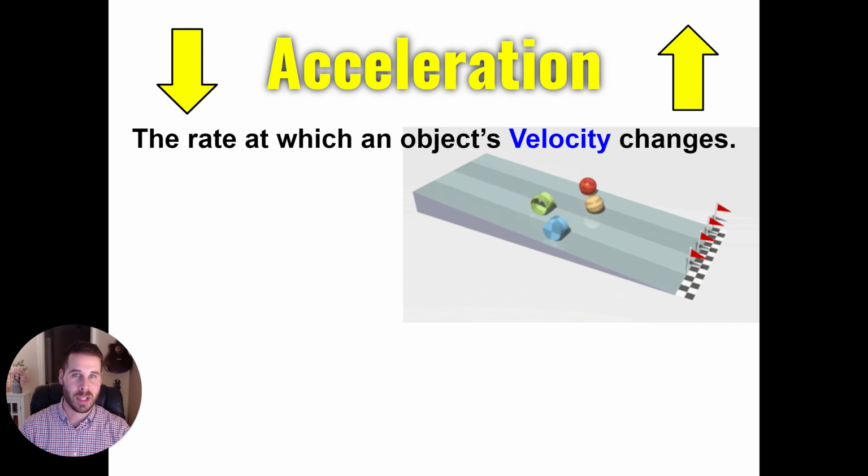Let's look at this animation playing in the corner. You can see four shapes that are all rolling down the same ramp, and some of them have a greater acceleration than others. For example, the yellow sphere has the greatest acceleration because it changes from no velocity to lots of velocity the quickest out of the four. The green hollow circle, on the other hand, has the lowest acceleration because it changes its velocity over a longer period of time.